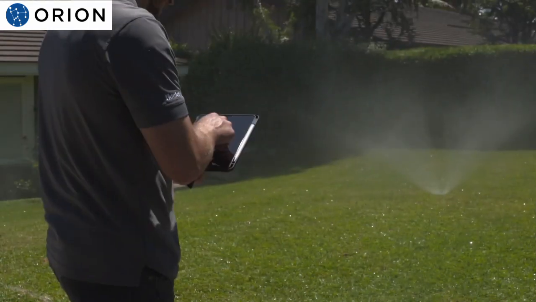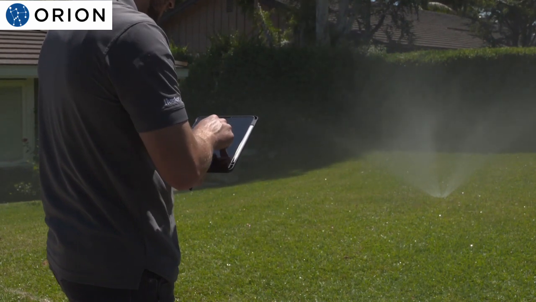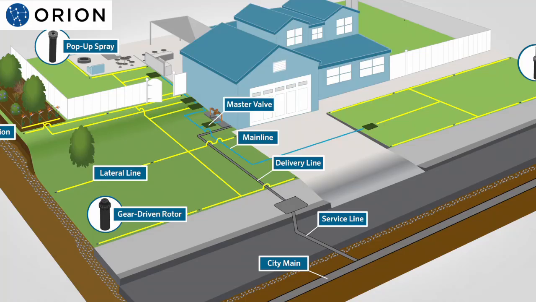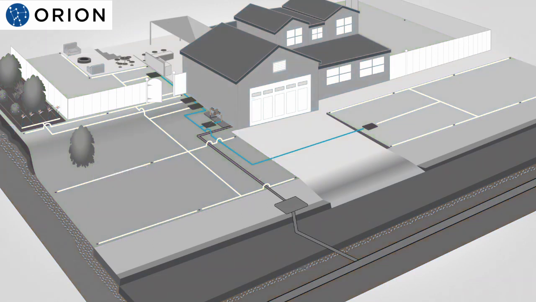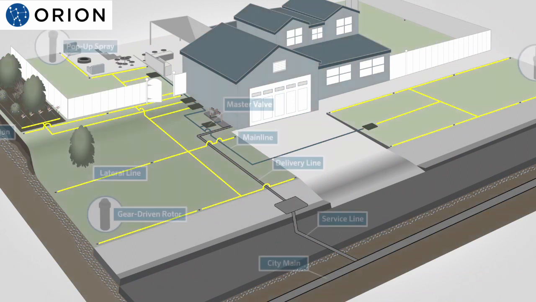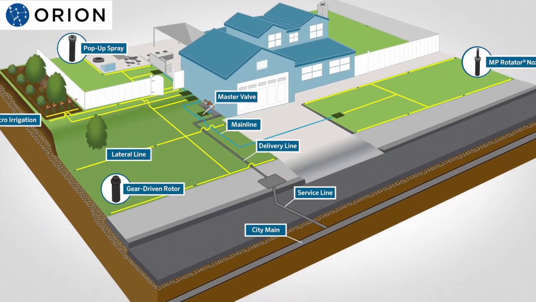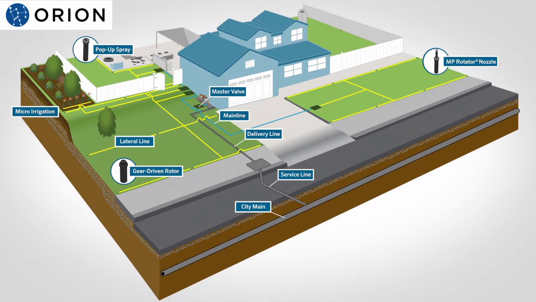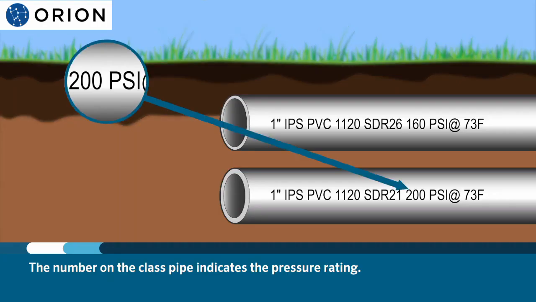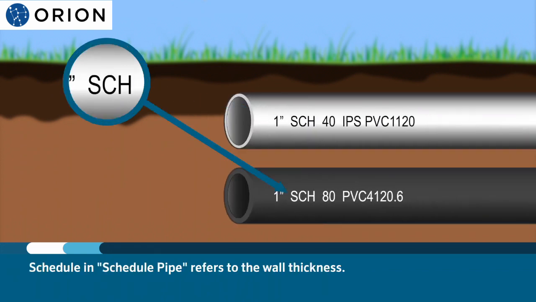Here are some common things to remember for your mainline and laterals. Mainlines commonly remain pressurized 24/7, while laterals are only pressurized when the station is running. This will be important to remember when selecting Schedule 40 and class pipe. The number of class pipe, for instance, Class 200 or Class 315, indicates the pressure rating of that type of pipe. Class pipe will normally be very thin walled at smaller sizes, and wall thickness will increase as the pipe size increases. The schedule refers to the wall thickness of the pipe.